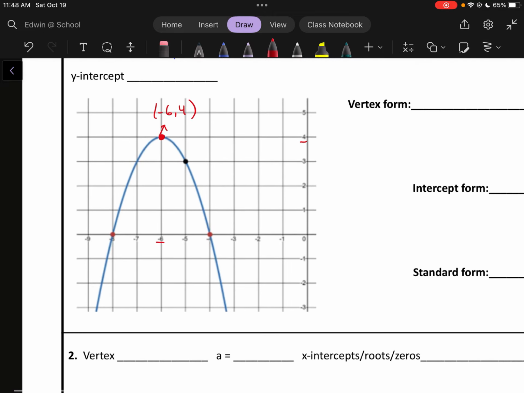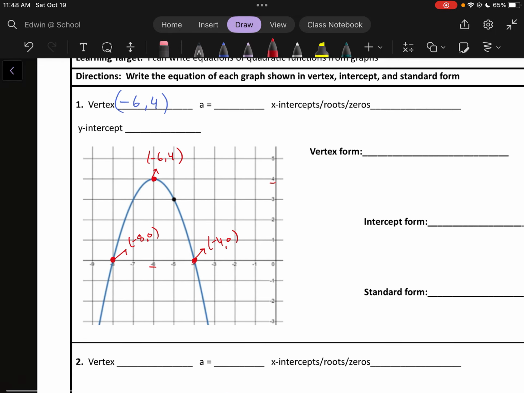Next, our a we'll find in a little bit because that involves using an equation, but our x-intercepts are right here. We got one down here, one down here. Let me just label it real quick. It's negative 8, comma 0, and negative 4, comma 0. So I'll just write exactly that. Negative 8, comma 0, and negative 4, comma 0.